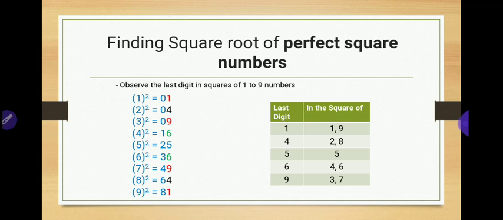4 is the last digit in case of 2 and 8. 5 is the last digit in case of 5. 6 is the last digit in case of squares of 4 and 6. 9 is the last digit in case of squares of 3 as well as 7. So this table you have to remember in your mind, and if you know the squares of numbers from 1 to 9, then you can easily find the square root of perfect square numbers, isn't it? So remember this table forever.